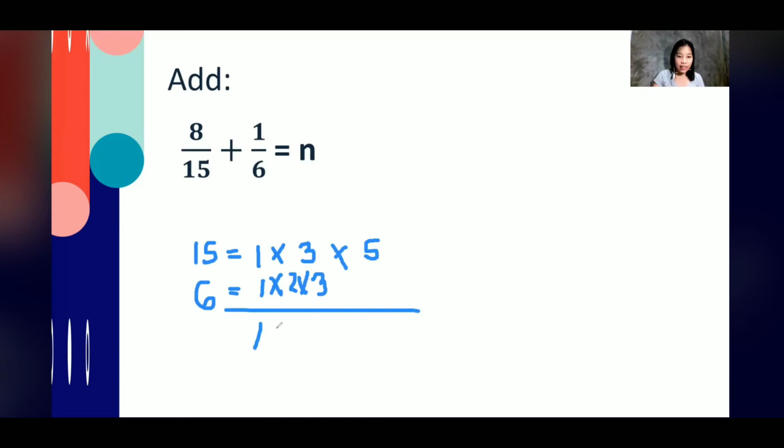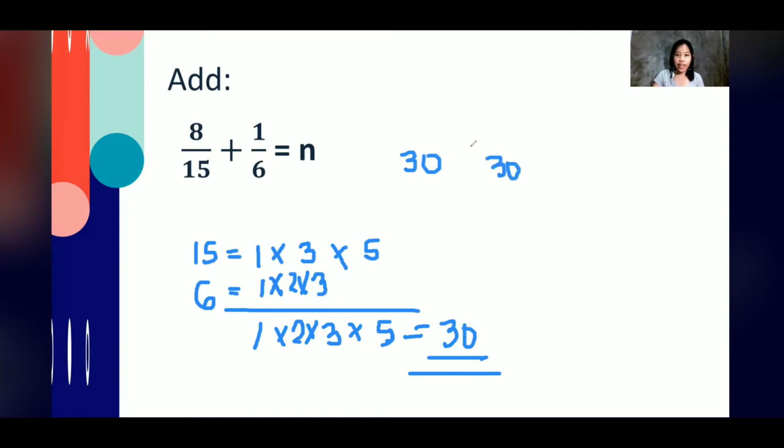So 1 times 2, since 15 got 3 and 6 got 3, so we'll only have one 3 here. They will be considered as only 1, don't forget, times 5. So 1 times 2 is 2, times 3, 6, times 5 is 30. So meaning 30 is our least common denominator. 30 will be our denominator here in our fractions.